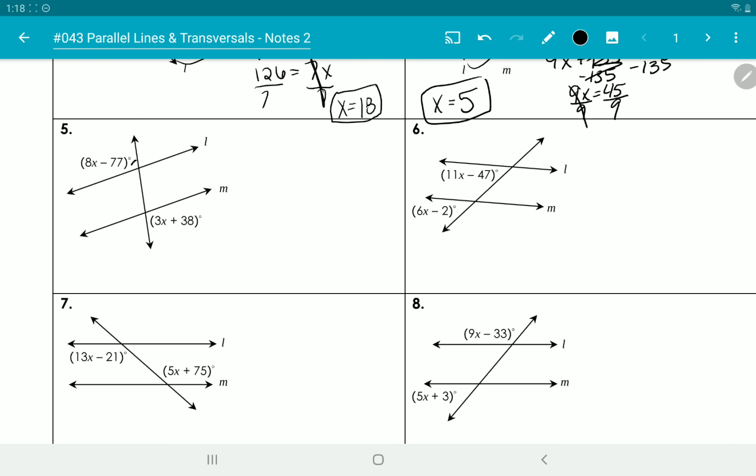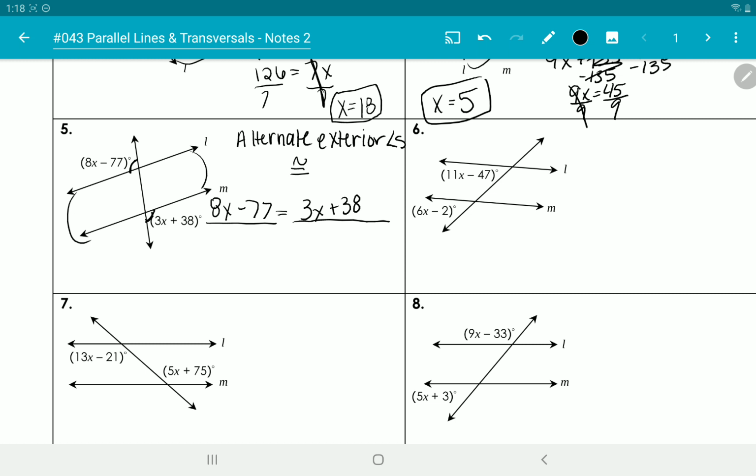Number 5. These two angles, okay, they're alternate. They're on opposite sides of the transversal. And they are on the outside of these parallel lines, so it's going to be alternate exterior angles. So alternate exterior angles are congruent to one another, so that means we're going to have blank equals blank when we solve. So I'll go ahead and do 8x minus 77 on this side, then 3x plus 38 on this side. Okay, so I'm going to go ahead and start by getting the x's together.